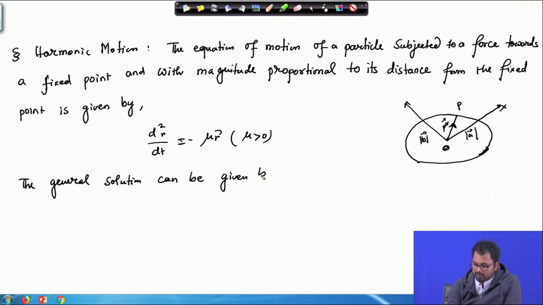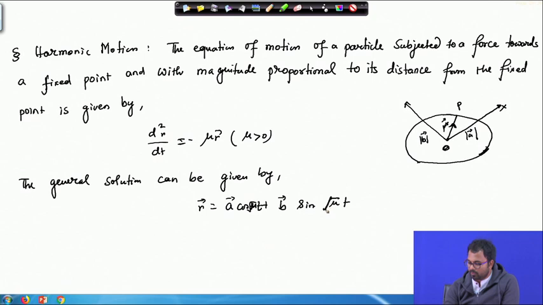If you solve this equation, then you can assume r equals a cos square root of mu t plus vector b sine square root of mu t. So, if you substitute these solutions here, then it will satisfy this equation. This is basically the general solution, where a and b are the arbitrary vectors.